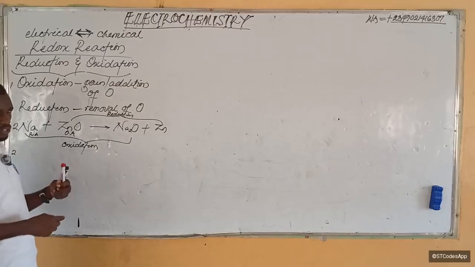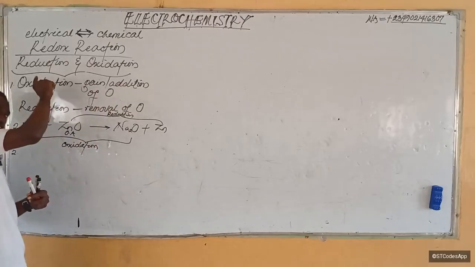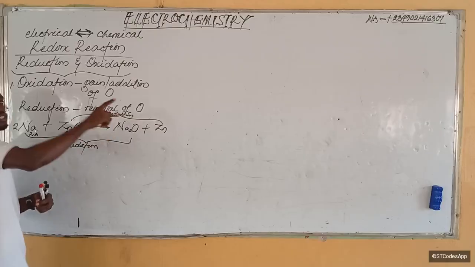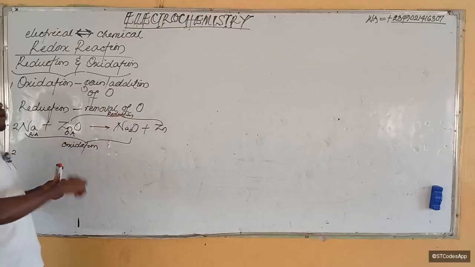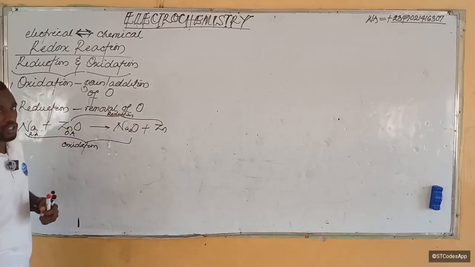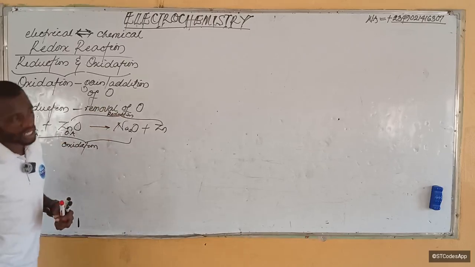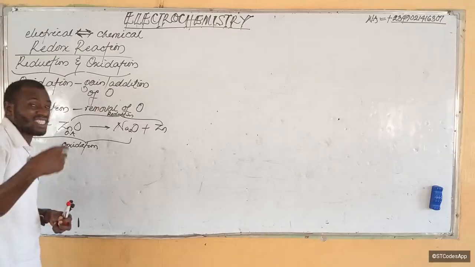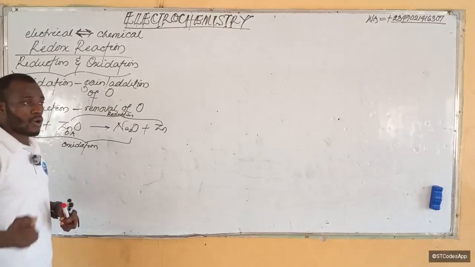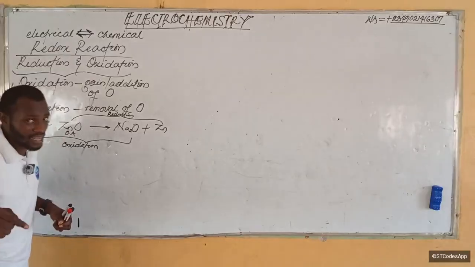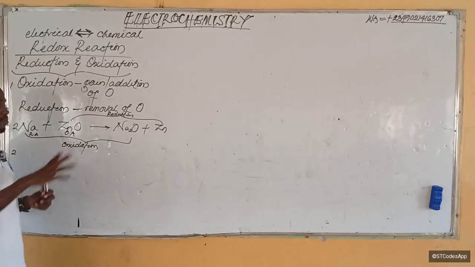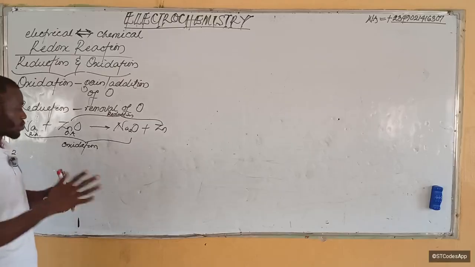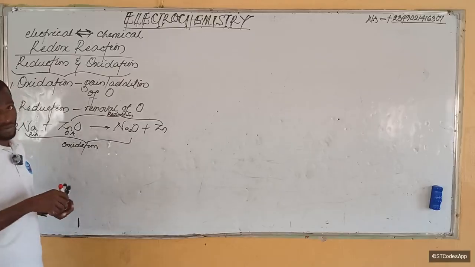Addition of hydrogen is reduction. Addition of oxygen, oxidation. Removal of oxygen, reduction. Then addition of hydrogen is reduction, while removal of hydrogen is oxidation. So they soon knew that removal of an electropositive element is oxidation, while addition of an electropositive element is reduction. But those four definitions are not of consequence here. So I'm going to go to the next one, which is very important.